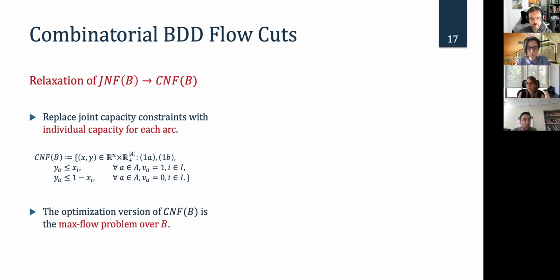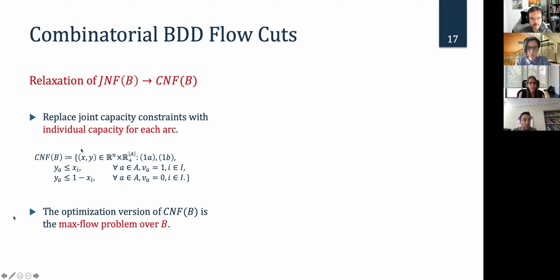So that motivates us to ask, can we do something a little bit more efficient? And here is what we call our combinatorial BDD flow cut. What we're going to do is generate another network flow polytope. It is a relaxation of our original one.